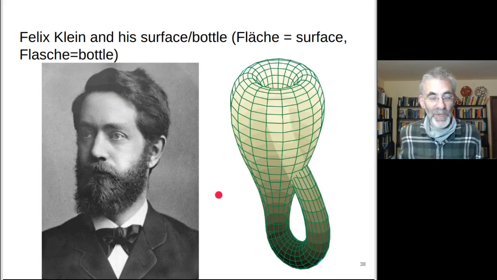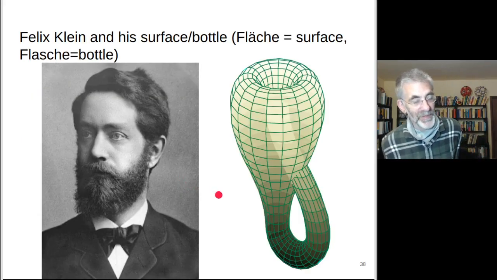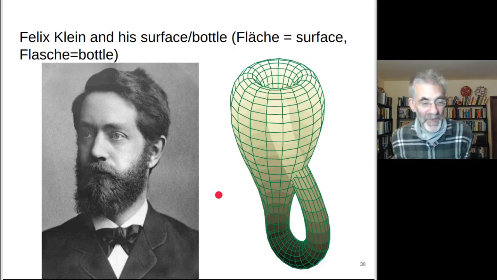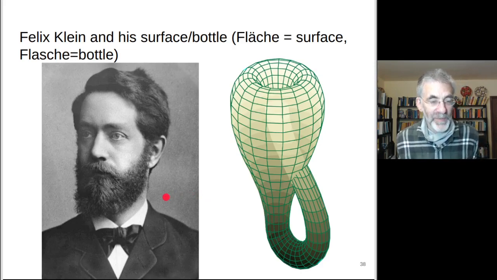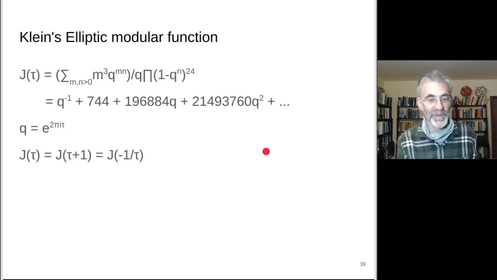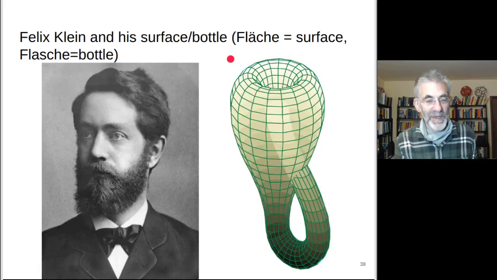So the elliptic modular function was introduced by Felix Klein. Here's a picture of him with a... every German mathematician in the 19th century had this formidable beard. So here's Klein with his mathematical beard. He's best known for inventing the Klein bottle, which is this funny one-sided surface. Here's a sort of picture of it. Incidentally, it was originally called a Klein surface, not a Klein bottle.